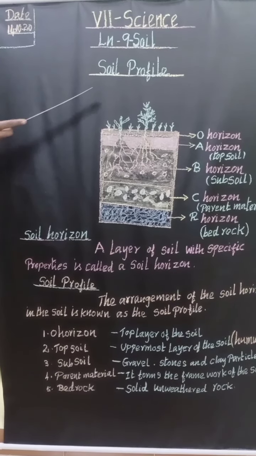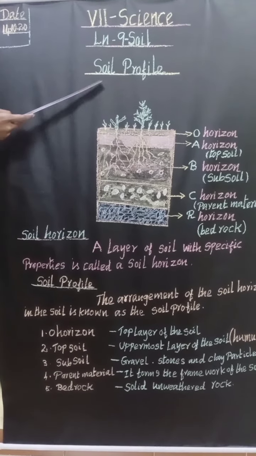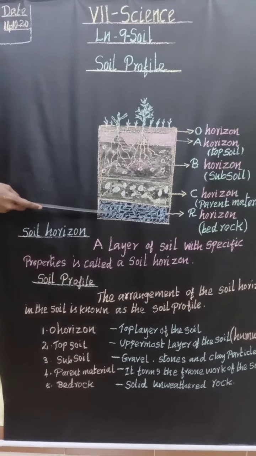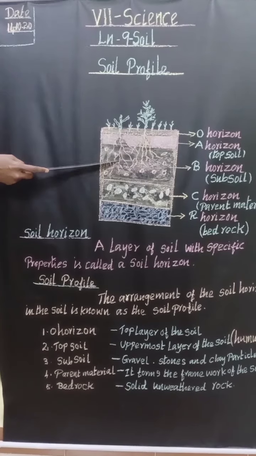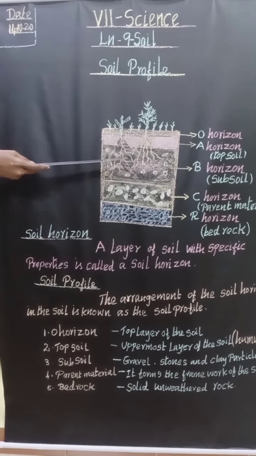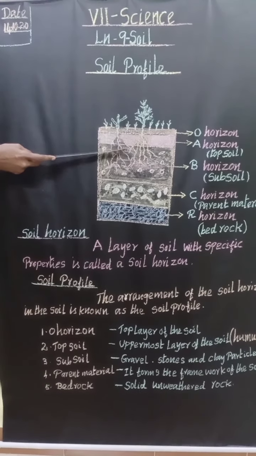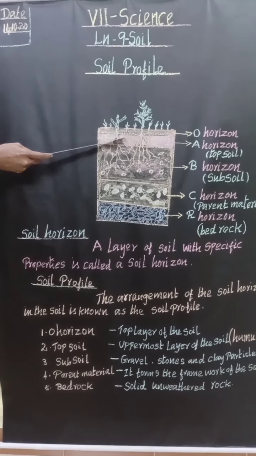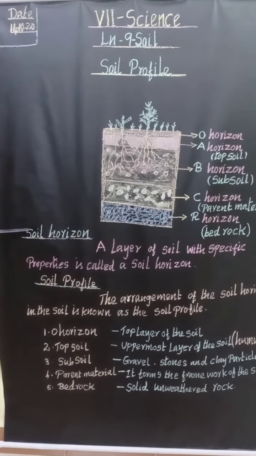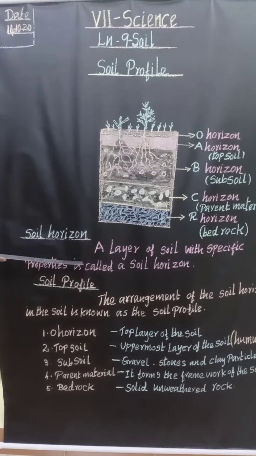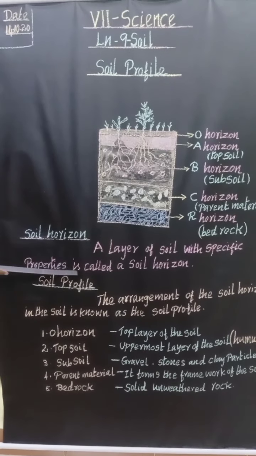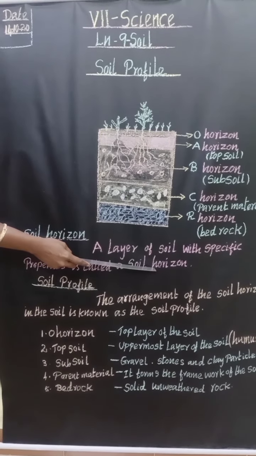Let us study the soil profile. What is soil profile? The soil is divided into many layers. Each layer of the soil has separate characteristics and properties. What is soil horizon? A layer of soil with specific properties is called a soil horizon.